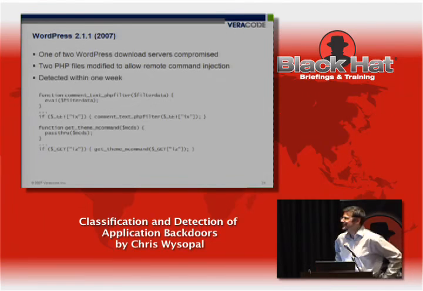Much more recent is a vulnerability in WordPress from last year.